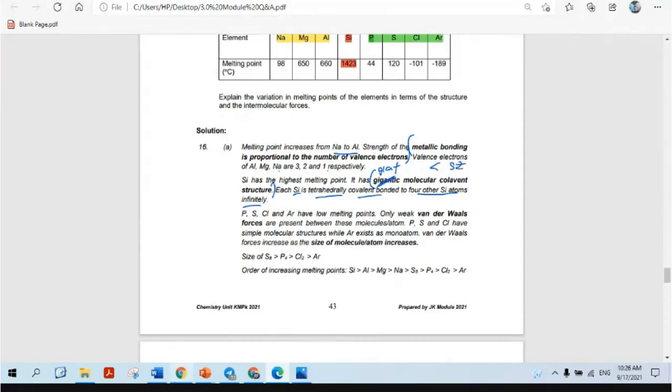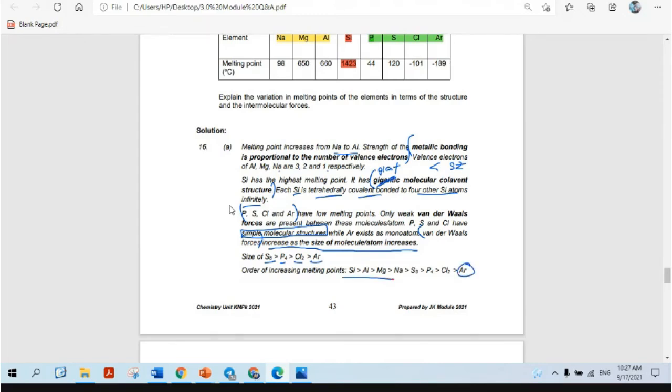Silicon, no problem. The last part is the non-metals. For the non-metals, we check the molecular size because they only have simple molecular structure, and the melting point of a simple molecular structure is directly proportional to the size of the molecule or atom. The forces are van der Waals forces. So for S8, P4, chlorine, argon, argon is the smallest and has the lowest melting point.